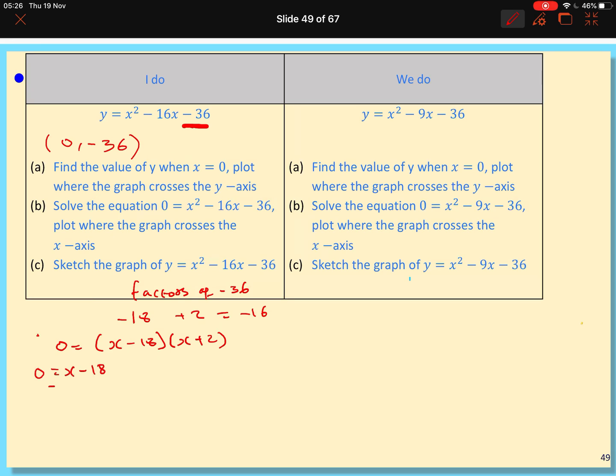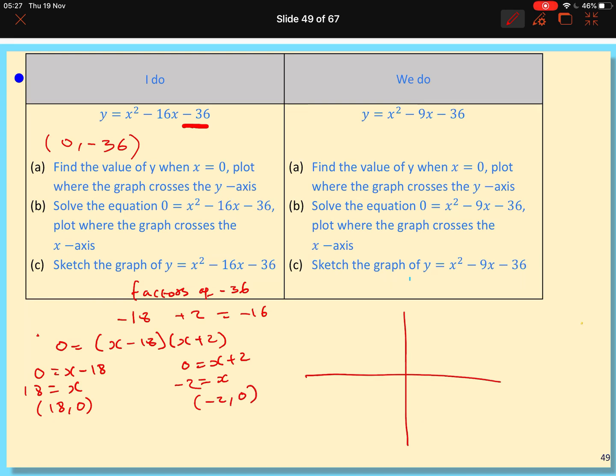0 equals x minus 18. X equals 18. And when we write that as a coordinate, it's going to be 18, 0. Now we're going to make our second bracket equal 0, and that is x equals negative 2. So our coordinate is negative 2, 0. We're going to sketch it over here using our 3 points: negative 36, negative 2, and 18. Obviously, this is not to scale. We know that it's going to be a U-shape because the x squared has a positive numerical coefficient. So our graph is going to look something like this. Make sure to pause the video and have a go at the next one.